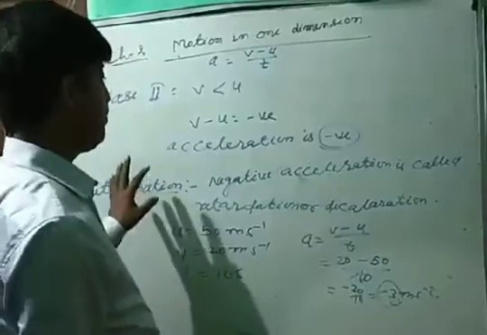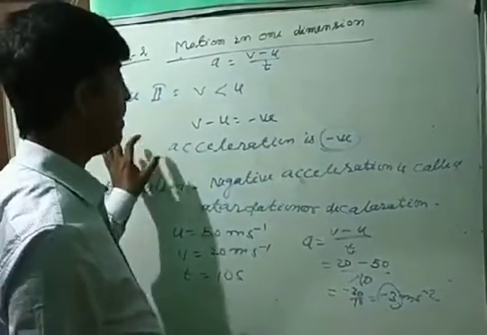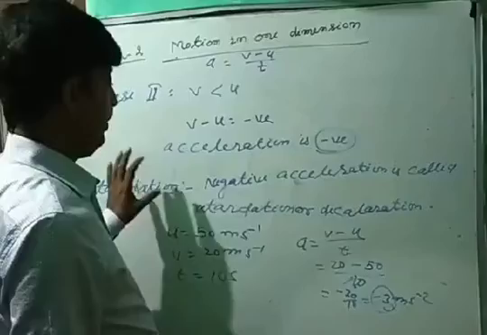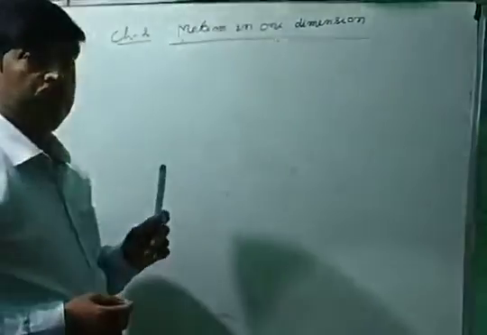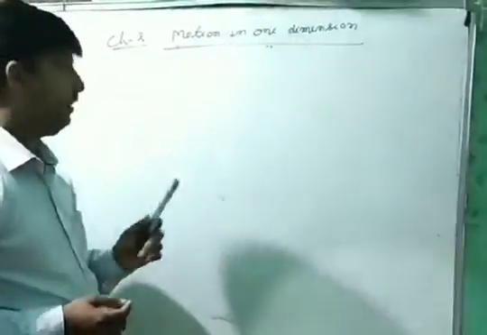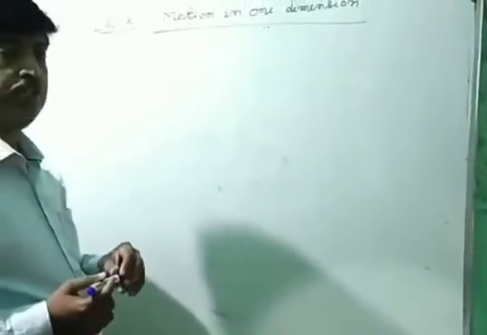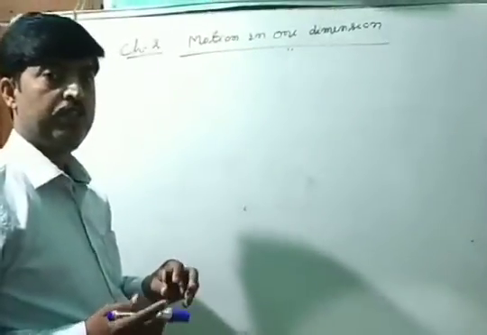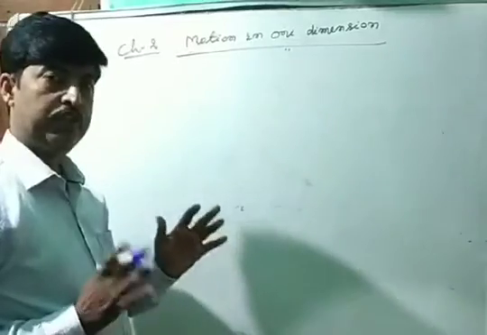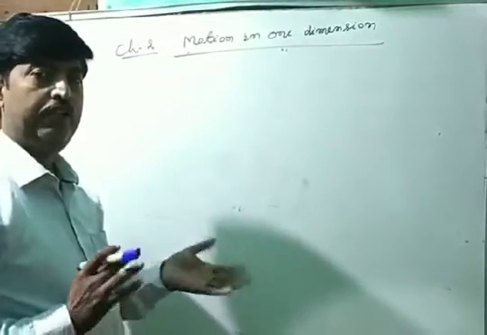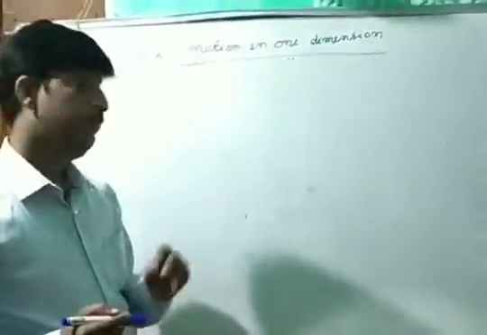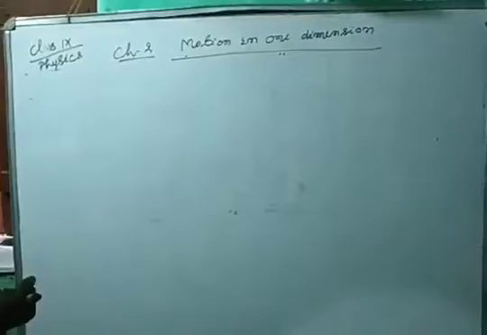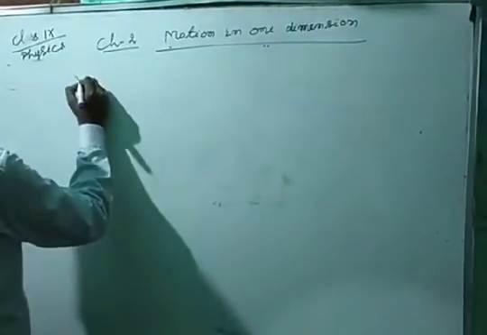So there are two types of acceleration: positive acceleration and negative acceleration. Negative acceleration is called retardation or deceleration. In the case of positive acceleration, the velocity of the body increases with time, and in negative acceleration, the velocity of the body decreases with time. Let us start the next topic: types of acceleration.